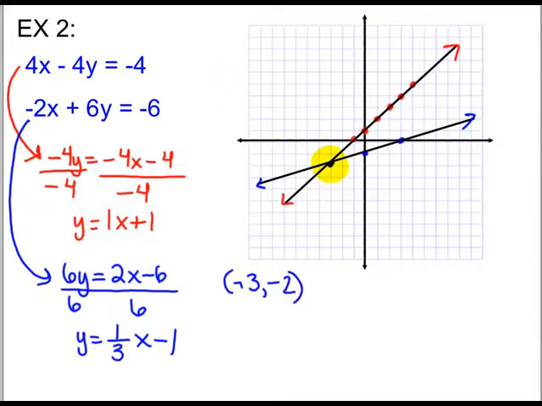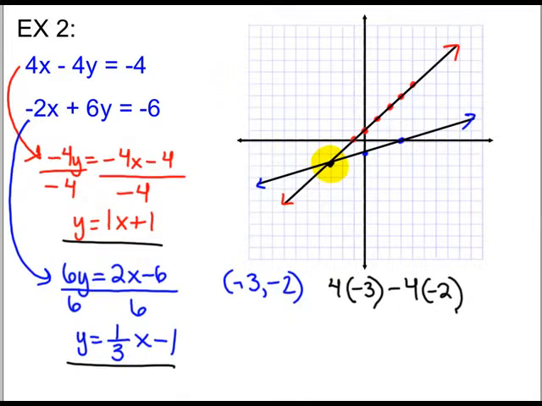And we're going to test it in both of the equations. Now remember, you can test it in a reduced one, which is these in slope-intercept, or you can test it in the original. I'm just going to test it in the original. So 4 times my x value, I'm going to use parentheses this time. Remember, parentheses is just another way to write multiplication. Minus 4 times negative 2. The question is, is that equal to negative 4? 4 times negative 3 is negative 12. Negative 4 times negative 2 is positive 8. And negative 12 plus 8 is negative 4. So it works in the first one.